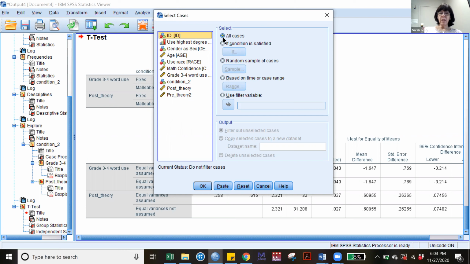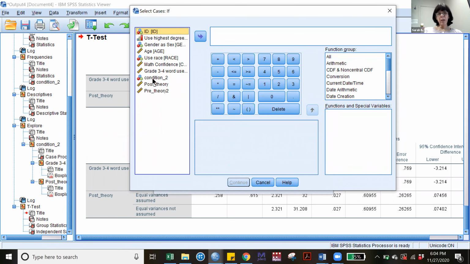So what you see here is that by default, the one that's already checked is all cases. And we're not going to select all cases. We're going to select only those cases where a certain condition is satisfied. And we click If there. And we are only going to select those cases that have a value for condition of 2, which is the value of our malleable group.